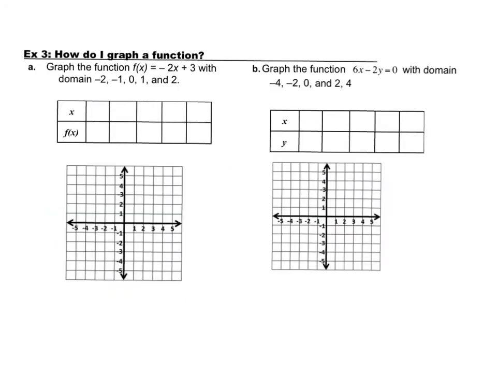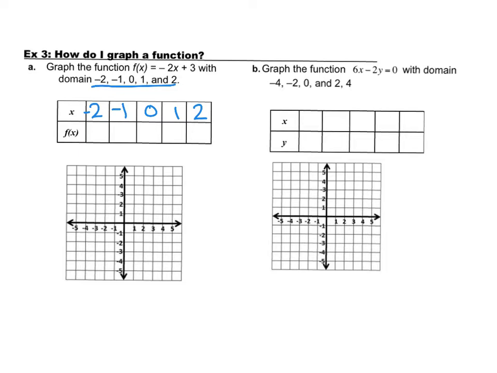All right, example 3, how do I graph a function? Graph the function f of x is equal to negative 2x plus 3 with a domain of negative 2, negative 1, 0, 1, and 2. So remember, when you're given the domain, those are all of your x values. So I'm going to plug in the negative 2, the negative 1, 0, 1, and 2.